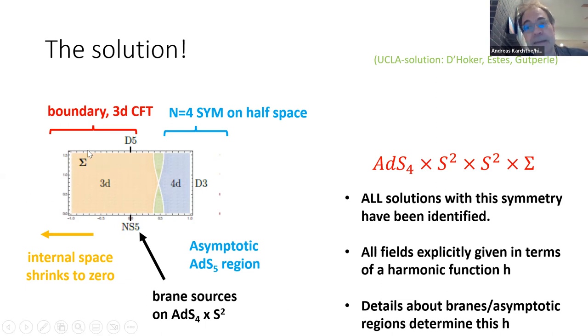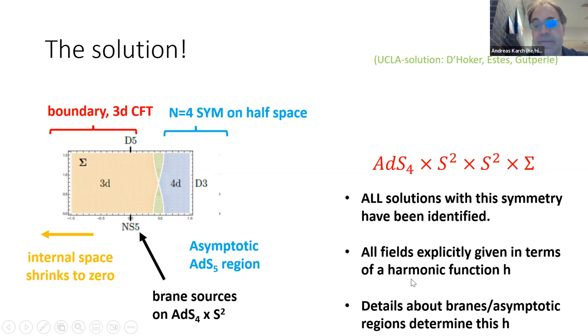There's some boundary of sigma. The boundary of sigma has nothing to do with the boundary of AdS5 space. It's a completely artificial device, but that's where my five-brane sources are sitting. Near the five-brane sources, I have singularities. But these are just the standard metric near a five-brane. I know what happens at these singularities. This is where the five-brane sources are hiding. By specifying the singularity structure at the boundary of sigma, you specify what sources you have in this geometry. And these brane sources are sitting on AdS4 times S2.